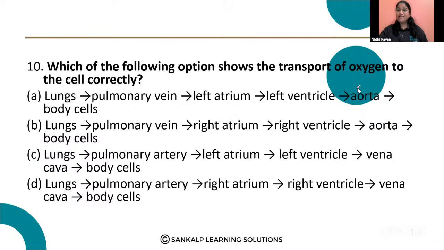Okay. 10th question. Which of the following option shows transport of oxygen in the cell correctly? If it says cell, okay? Cell. Okay, transportation of oxygen. Lungs, pulmonary vein, left atrium, left ventricle, aorta, body cells. Lungs, pulmonary vein, right atrium, right ventricle, aorta, body cells. Lungs, pulmonary artery, left atrium, left ventricle, vena cava, body cells. Lungs, pulmonary artery, right atrium, right ventricle, vena cava, body cells.